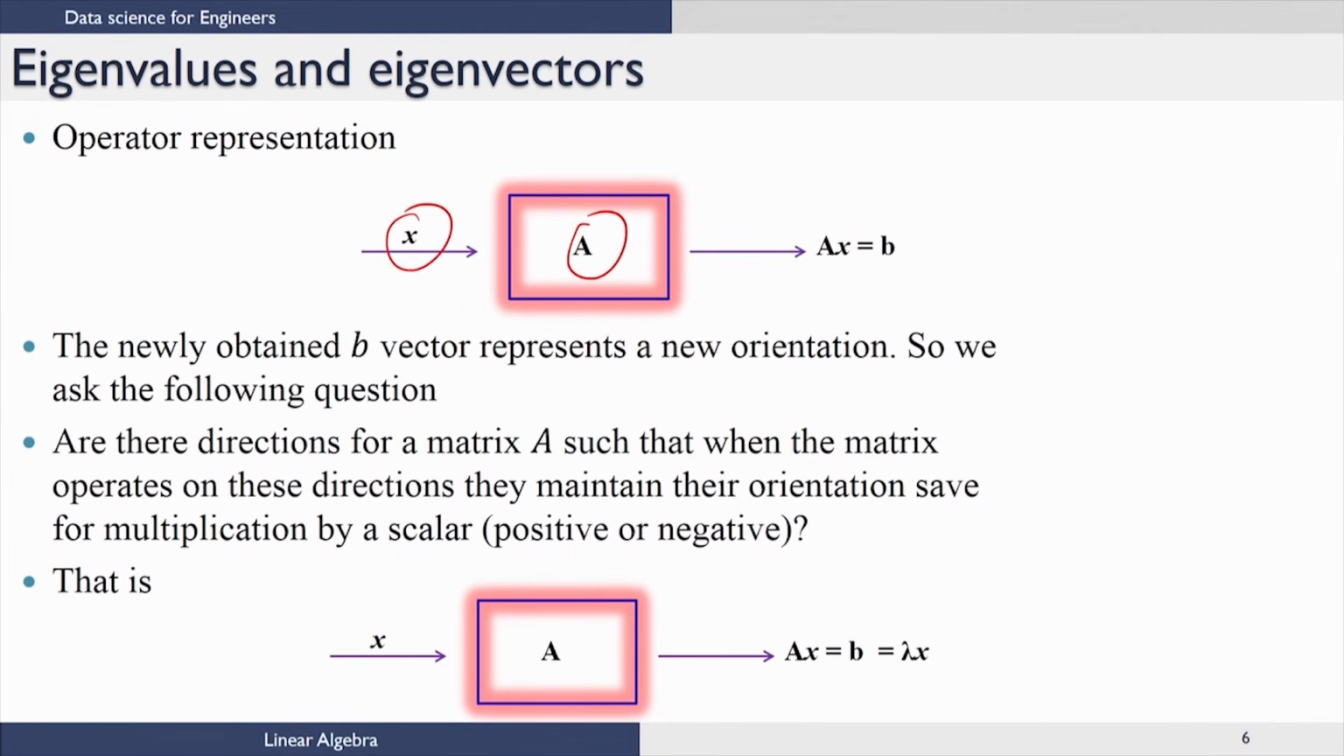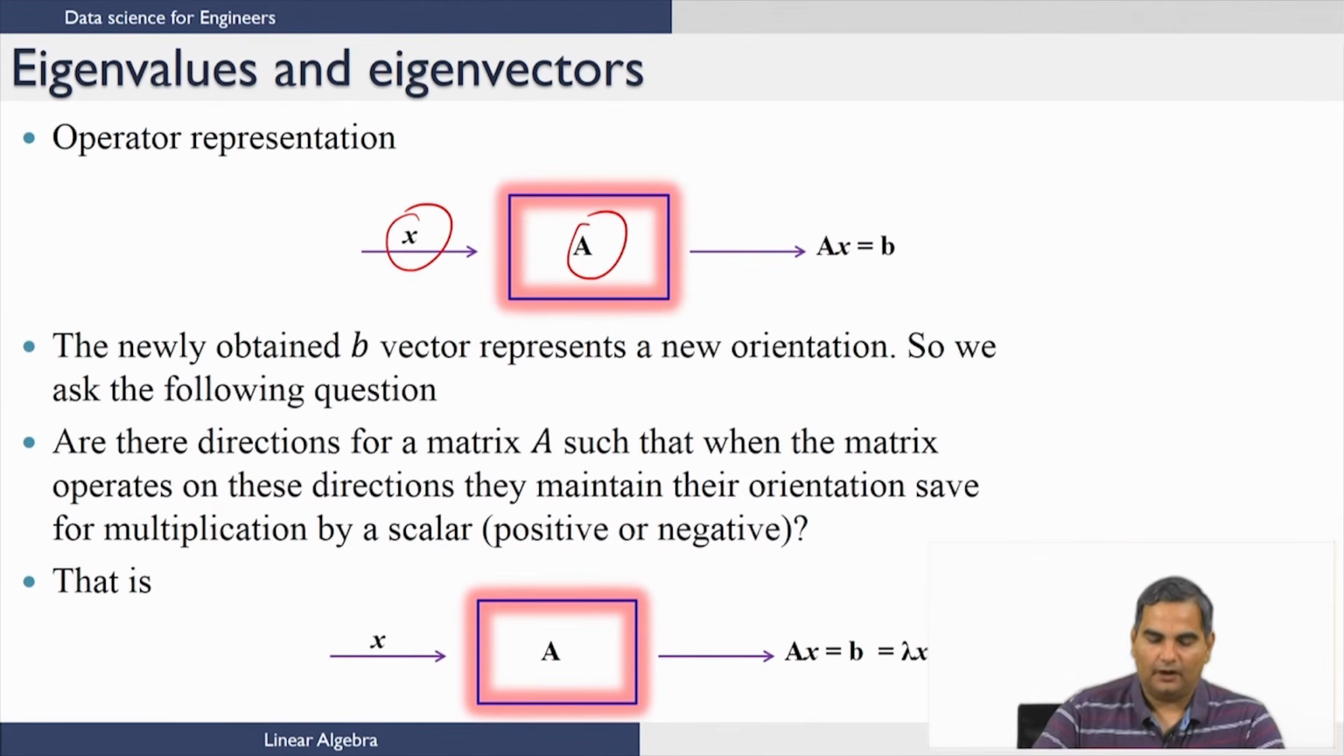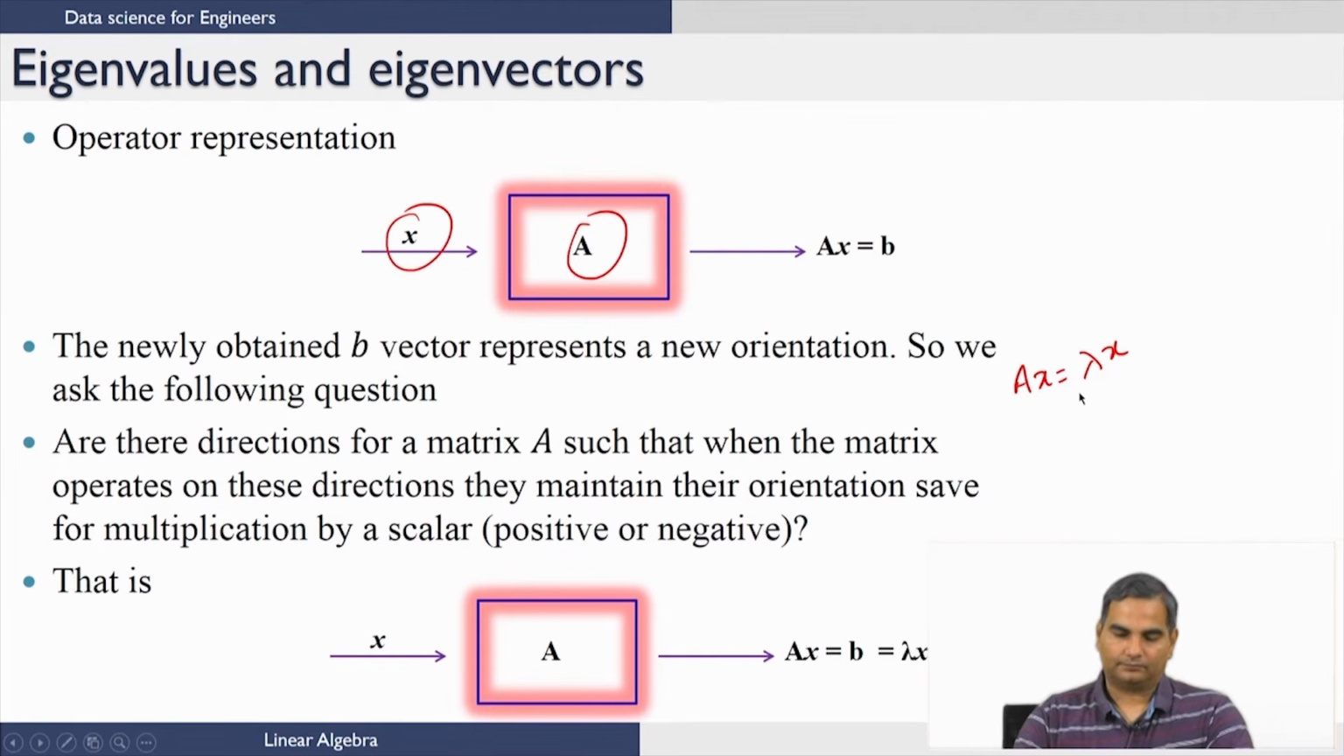Now that we have this interpretation, we ask the following question: for a matrix A, are there some directions which, when you operate A on them, do not change their orientation? In other words, I want to know if there are x vectors for matrix A such that when I operate A on x, I get lambda x, not b, lambda x. Here the idea is, because this is x, there is no change in orientation save a multiplication by a scalar.